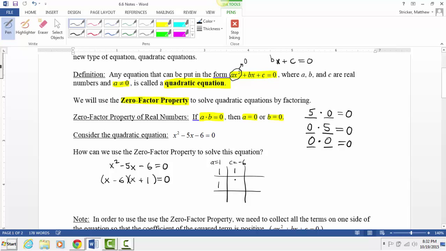Could try 1 and 6 here, and then when we cross multiply, 1 times 1 is 1, and 1 times 6 is 6. And I need this to equal b, which is negative 5. And to have that be negative 5, this needs to be a negative 6, positive 1, carry those signs over. There you see it, x plus 1 and x minus 6. Those are the two factors.